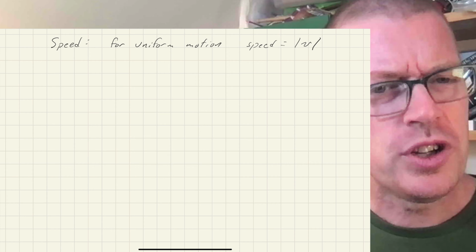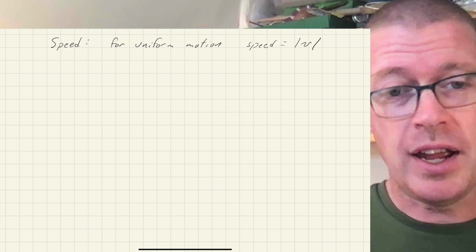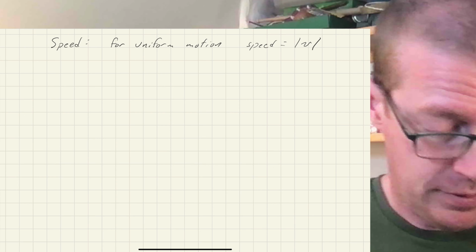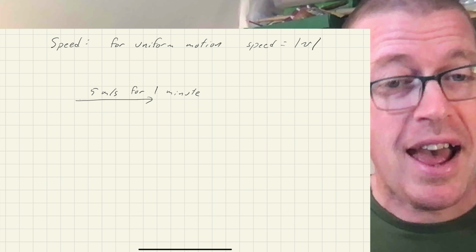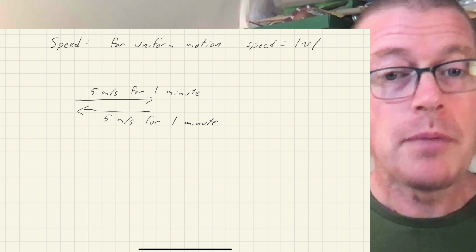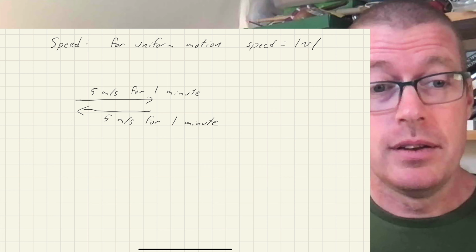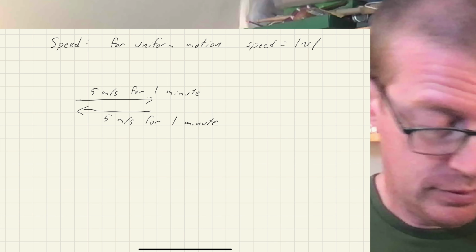For non-uniform motion, it's a little more subtle. Imagine I sprint at 5 meters per second in one direction for a minute. Then imagine I turn around and sprint back at the same rate for the same time. I'm going to end up back where I started. So my displacement is 0, and hence my average velocity is 0.